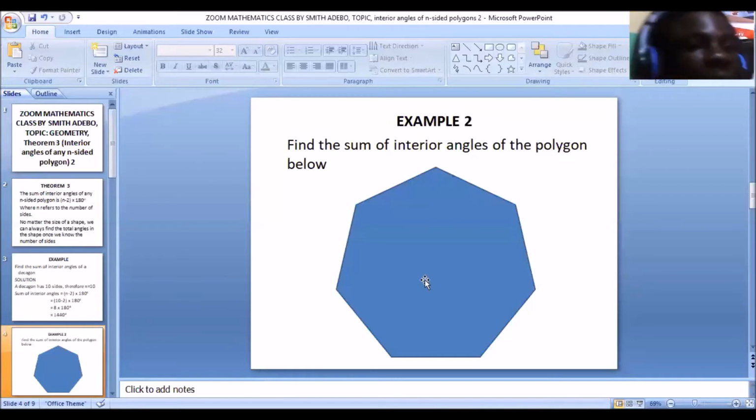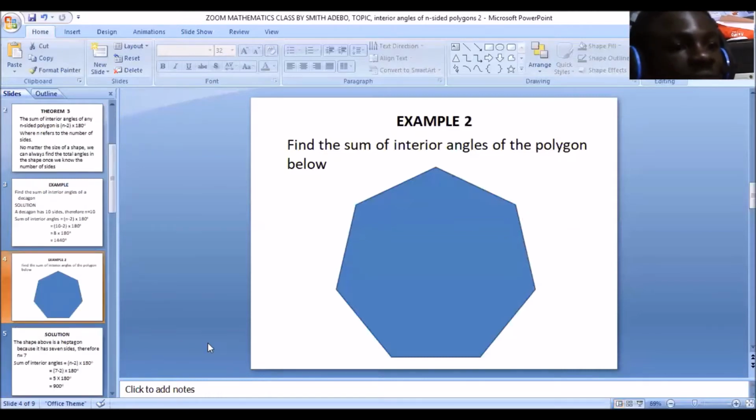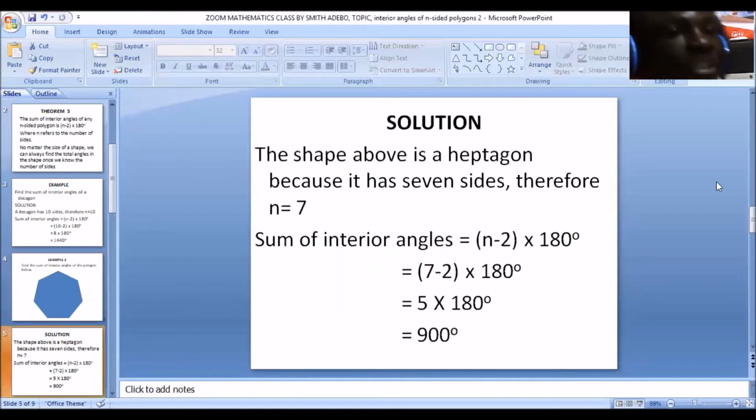I'll count again. We have 1, 2, 3, 4, 5, 6, 7 sides. Now, if it has 7 sides, it has 7 different angles. That's what it means. Now, the solution. The first thing to do is to identify the shape. Now, the shape above is a heptagon.